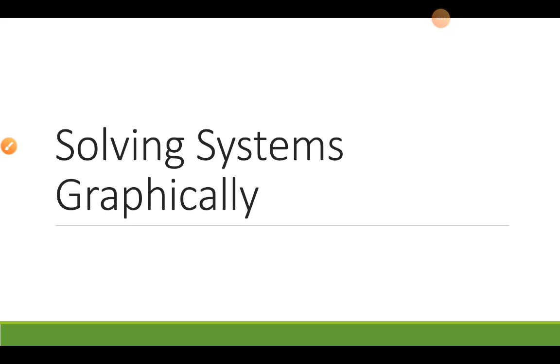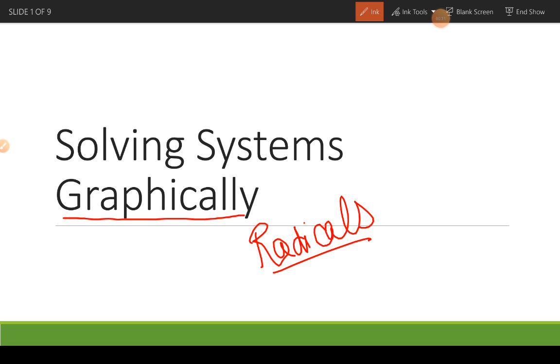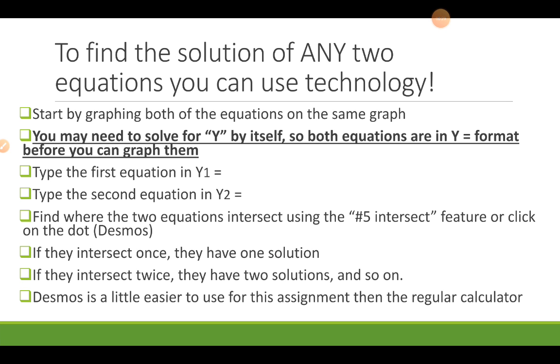Alright, so in this video we're going to talk about solving systems graphically, especially radicals. We would do this in either a graphing calculator or in Desmos, and I'm going to show you Desmos because I don't have a graphing calculator on my system. I know everyone has access to Desmos at least, not everyone has a calculator, so I feel like that would be more beneficial to our time.